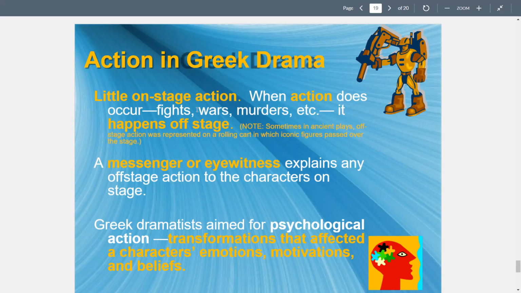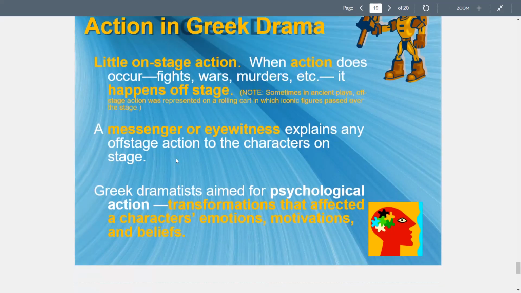But a lot of these soldiers coming back from war to worship at these tragedy festivals, they wouldn't have needed to see this action either. Most of them could picture it themselves. A messenger or eyewitness would explain any offstage action to the characters on stage, so that way you knew what happened. And then Greek dramatists aimed for psychological action. It was not about physical action as much as transformations that affected the character's emotions, motivations, and beliefs. It's not so much about the violence at the end of Oedipus that is important as much as him learning his lesson.